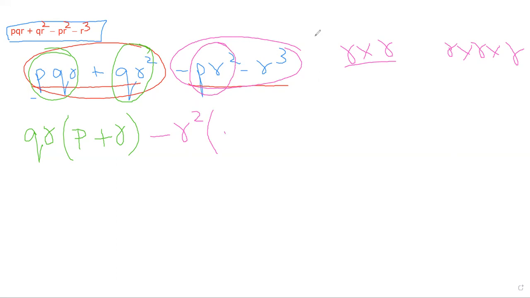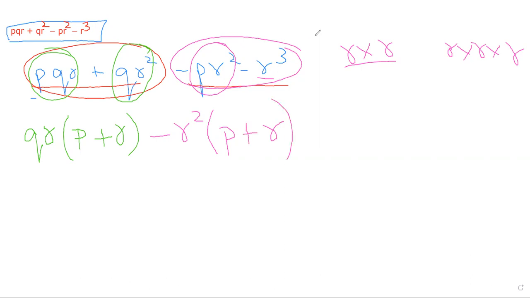Okay. So what is left in the first term? P. Only P. Very good. Now, what is left in the second term? R. Yeah, very good. And what will be the sign? We have taken minus common. If minus is taken common, what would be the sign inside? Plus. Very good.